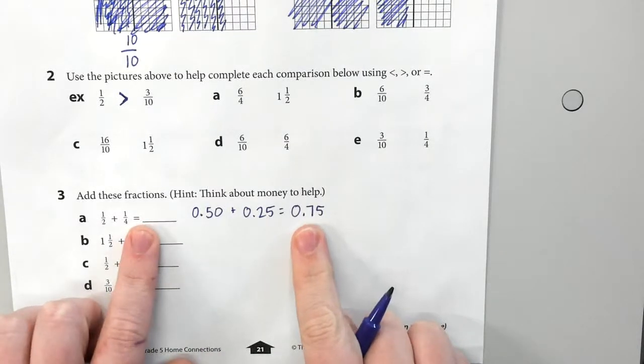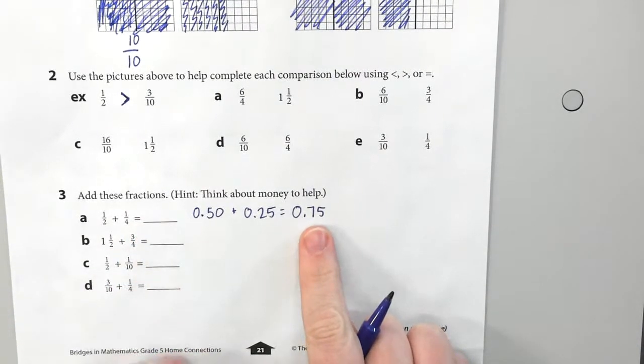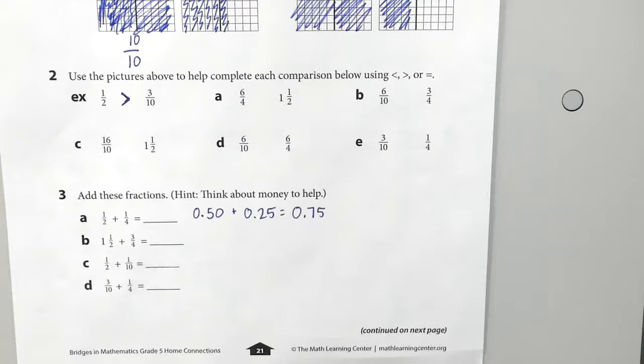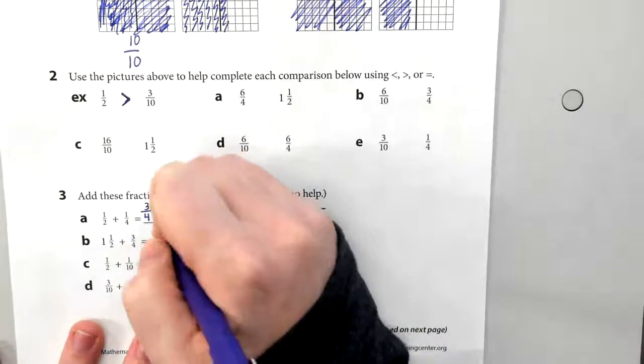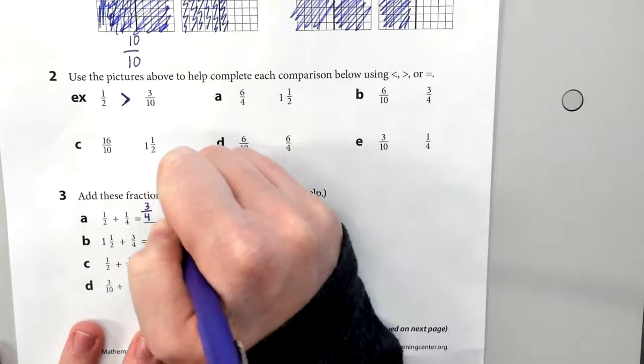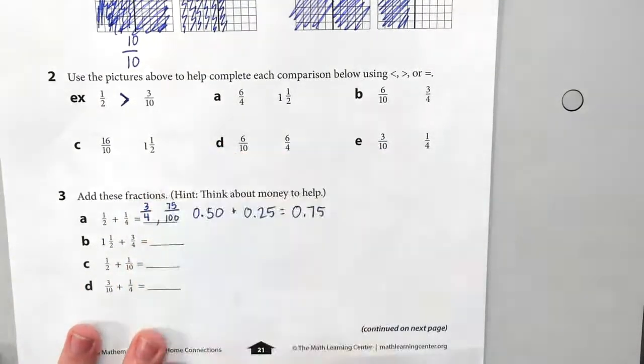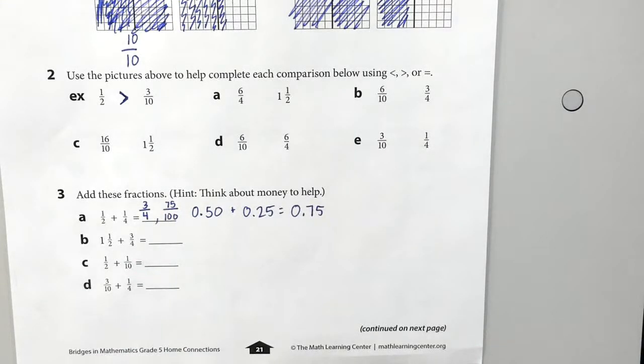But I can't leave my answer as that. I have to change it back to a fraction. What fraction represents 75 cents? Yes, I can do 3/4, or I can do 75/100. Either of those represent 75 cents.